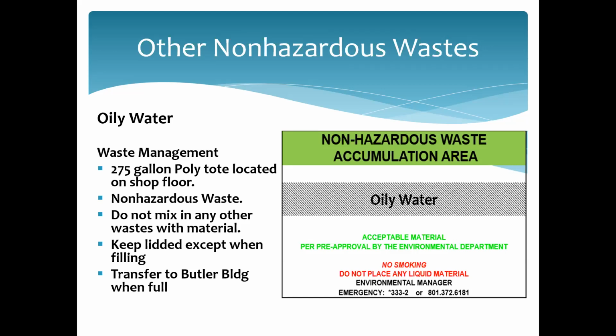We have a 275-gallon plastic poly tote that's located on the shop floor. You need to make sure it has a green and white non-hazardous label on it. It's labeled oily water. When that tote is full, take it back to the west side of the Butler building and I'll coordinate disposal of that. That container also should be lidded when not in use. When you're filling it, obviously you have to open it. When it's not in use, again, please lid it.